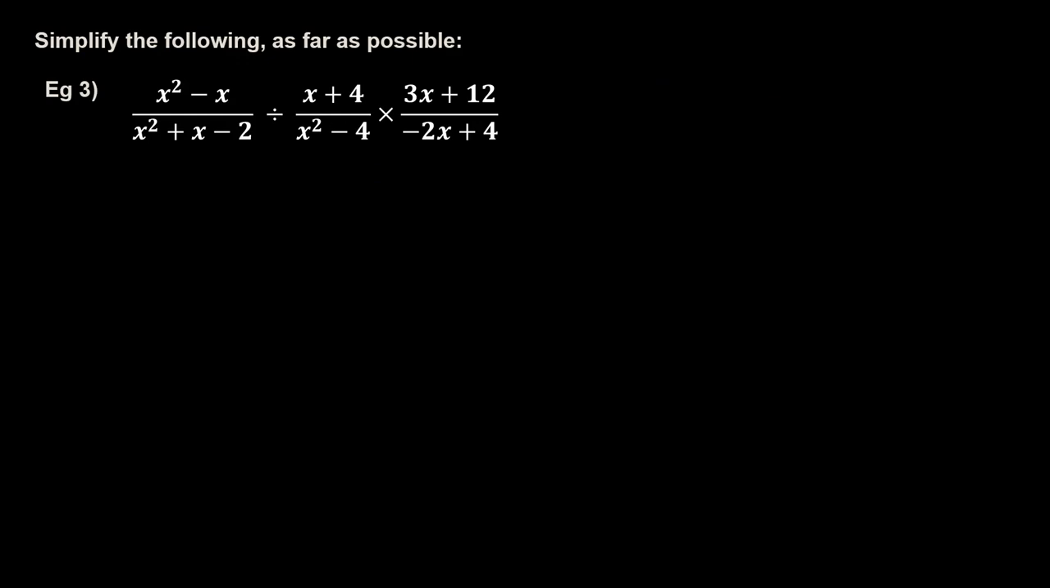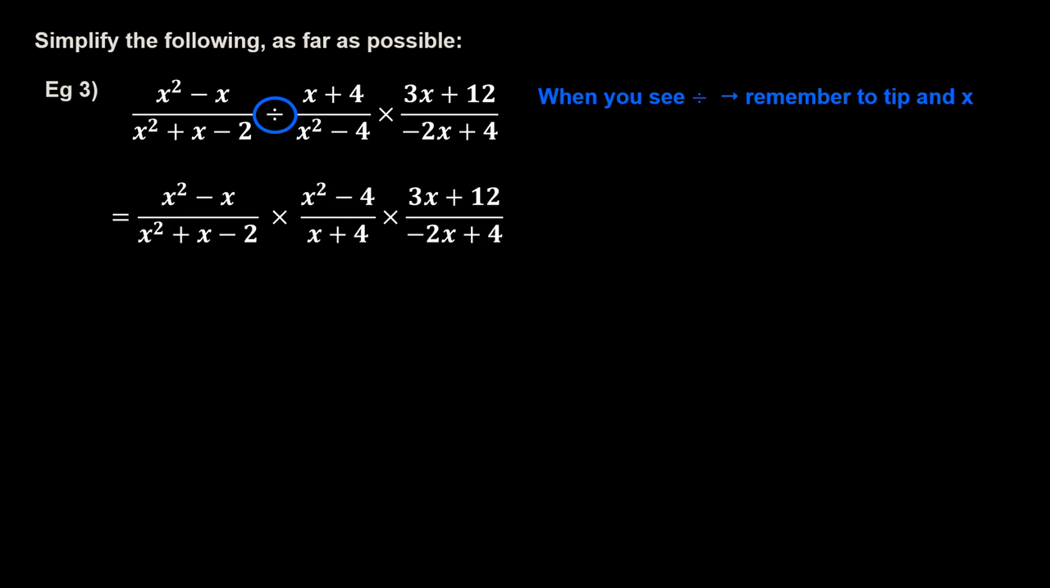In one final example, we have division and multiplication. Now, the first thing we're going to deal with is that division. Remember, when you see a divide sign, you need to tip and times, but we only tip the fraction immediately after the divide sign. And we end up with x squared minus 4 over x plus 4 as my second fraction. And now we need to factorize as far as we can.